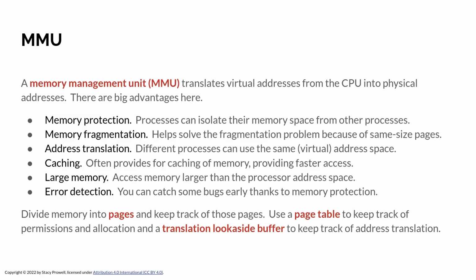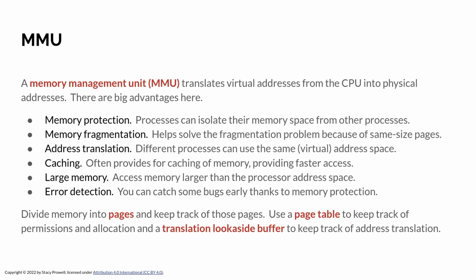You can access memory larger than the processor's address space. I mean, you can imagine that each process has a 16-bit address space, but physical memory could be much larger, and each of them is now seeing their own little 16-bit address space virtual world, whereas the real memory is potentially a larger space. And you can do error detection. You can catch some bugs. We divide memory into pages, and the MMU keeps track of those pages for us.